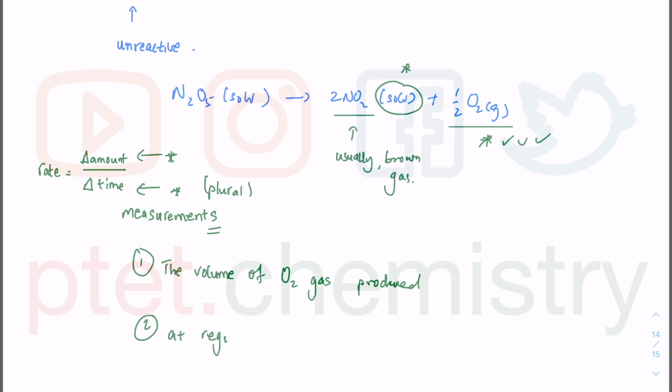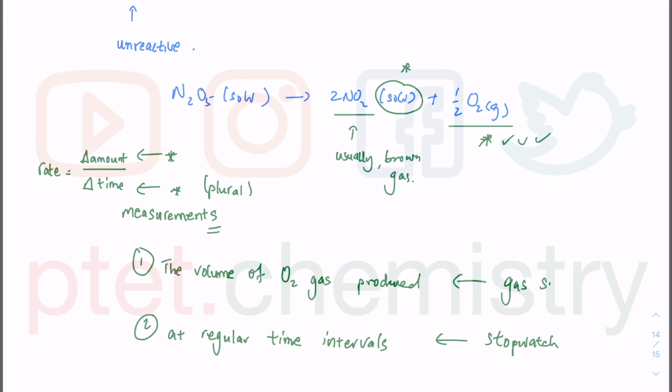So intervals meaning time intervals, and they are not asking us for the apparatus, but this is what you would use. You will use a stopwatch, and then to monitor the volume of gas produced, you will collect the gas. You can use a gas syringe in order to collect the gas, and a stopwatch to monitor the time. So the change in the volume of gas produced over the change in time is going to give us the rate of reaction. They did say measurements, plural, so I'm giving two things that we need to record.